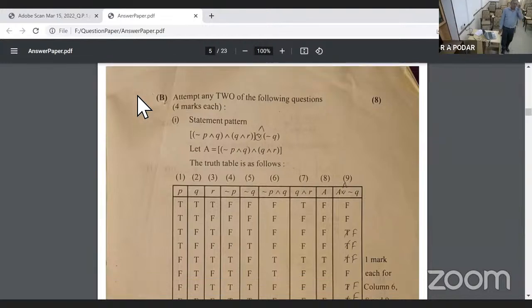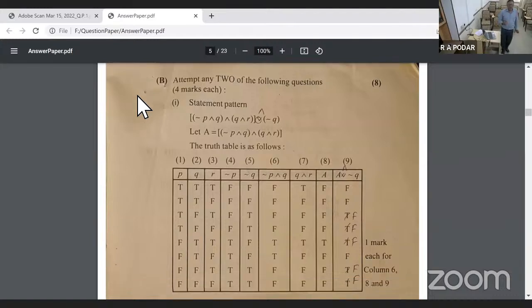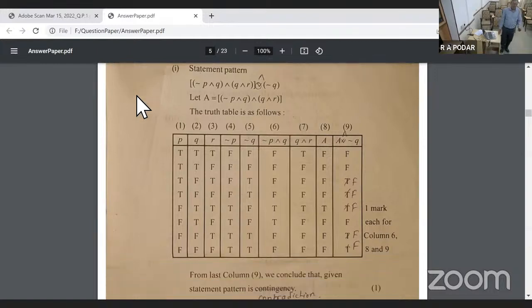So here the number of prime statements are P, Q and R. These prime statements are given. So 2 raised to 3, that is 8, we are getting 8 truth values. They are divided by 2, then 4 true and 4 false. And then for Q, it is 2 true and 2 false. Madam had told all this. So this is the truth table.